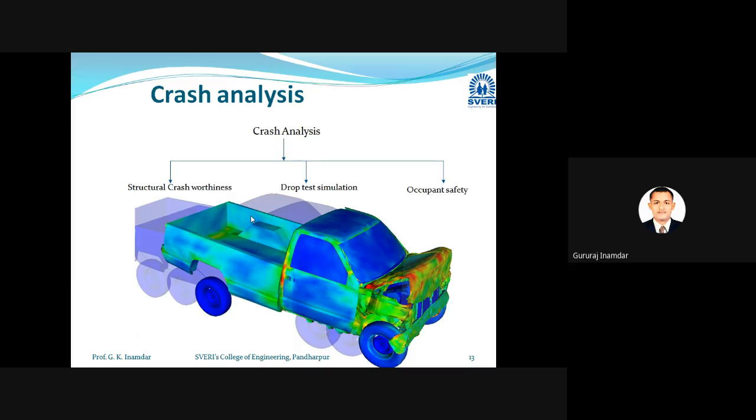Now, what is the use of crash analysis? To find out the deformation, stresses, energy absorbing capacity of that vehicle or any object, the capacity of a structural object, a stationary or moving object. We can find this out with the help of crash analysis. This is also available in our APM software. Different types of software are available.